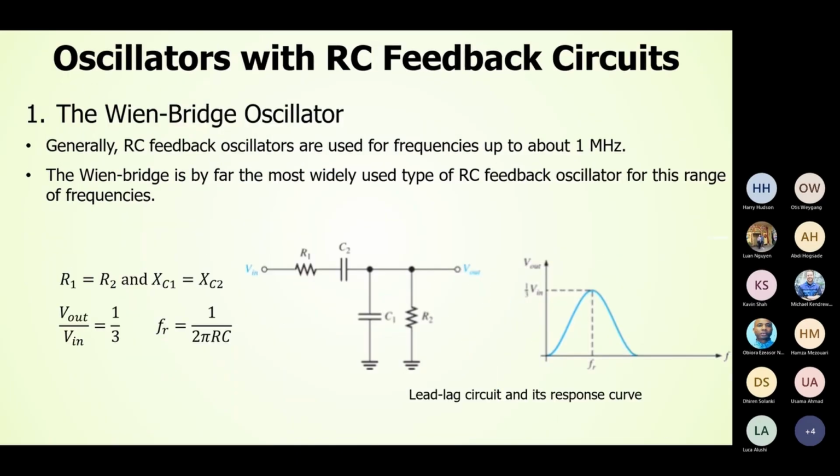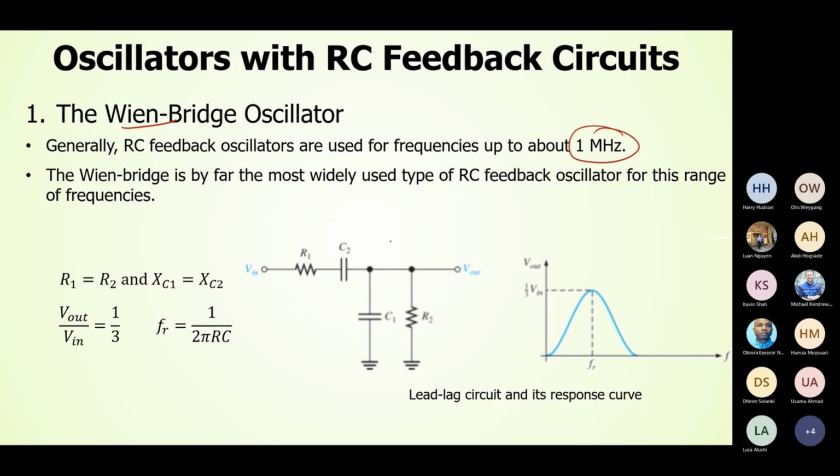Okay. So there are different types of oscillator. You have RC feedback oscillator, LC feedback oscillator, and things like that. So in the exam, both RC type feedback oscillator and LC type feedback oscillator are important. So one important class of RC feedback oscillator is the Wien bridge oscillator. This type of oscillator is actually suitable for frequencies up to 1 megahertz. Beyond that, it is preferable to use an LC type oscillator. So Wien bridge is by far the most widely used type of RC feedback oscillator.